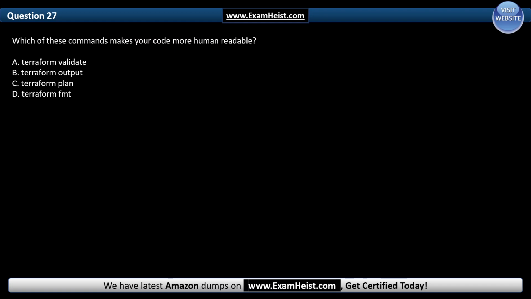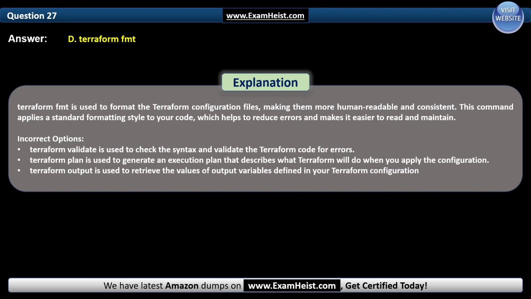Question 27. Which of these commands makes your code more human readable? The correct option is D. Terraform fmt. Terraform fmt is used to format the Terraform configuration files, making them more human readable and consistent. This command applies a standard formatting style to your code, which helps to reduce errors and makes it easier to read and maintain.